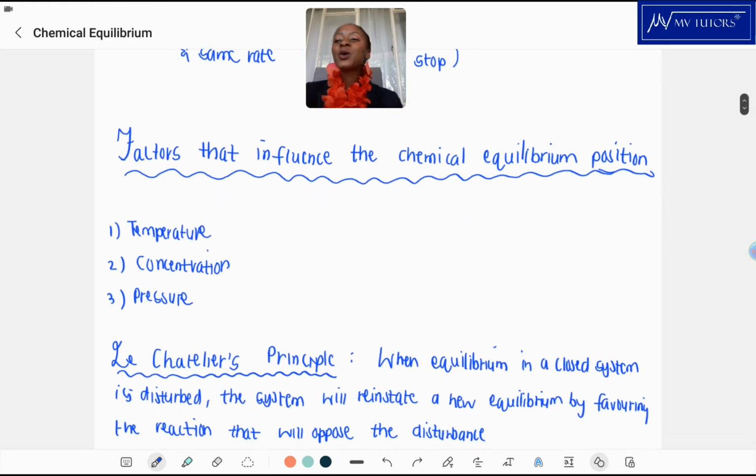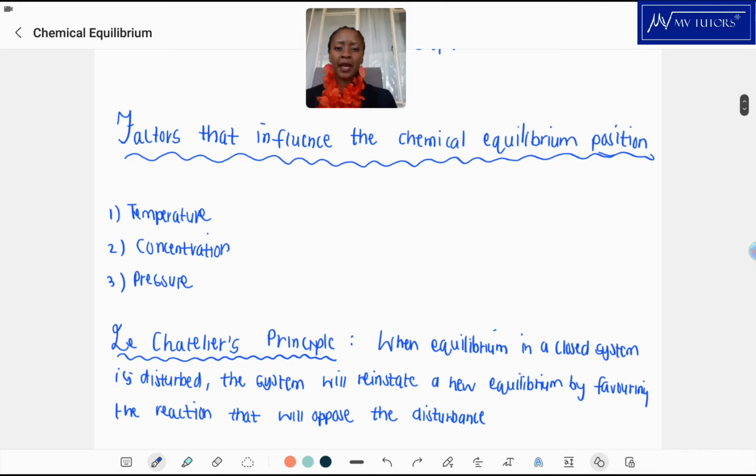So for you to understand what would happen if you were to change the temperature, the concentration, or the pressure, you have to be familiar with Le Chatelier's principle. He has to be your friend in this case. So what does the principle say? Well, basically it says when equilibrium in a closed system is disturbed, the system will reinstate a new equilibrium by favoring the reaction that will oppose the disturbance. Quite a mouthful, but it's understandable.